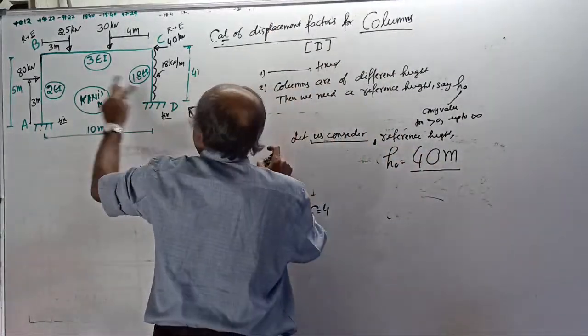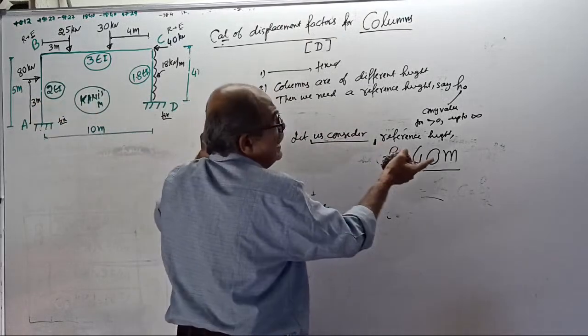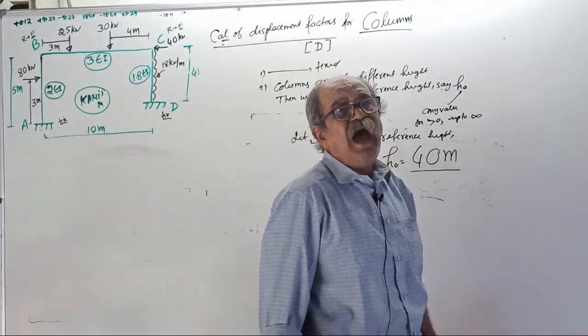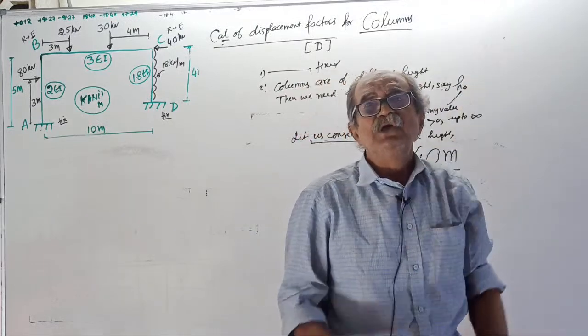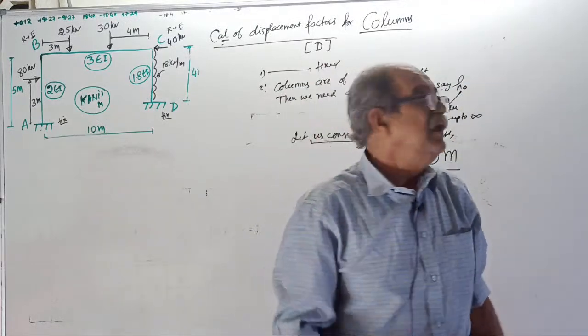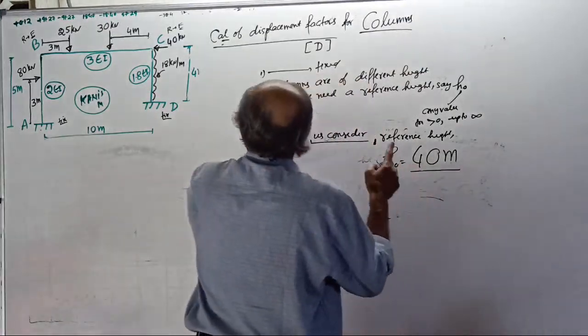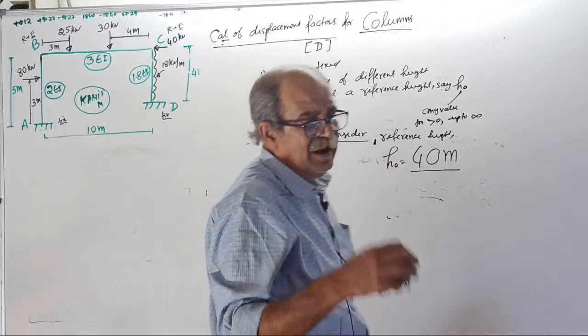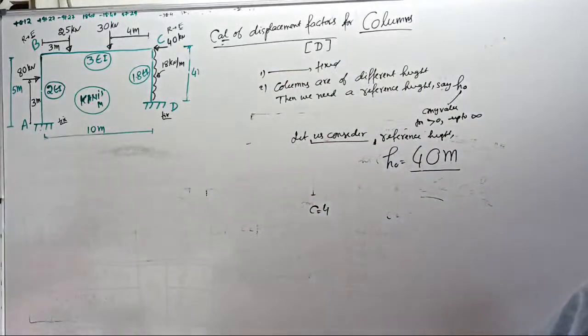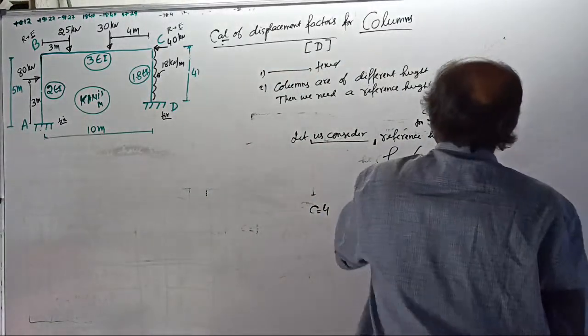Clear? Why did I take 40? Because I can divide 40 by both 4 and 5, and the answer will not come as 4 and 5. Some other number will come. So confusion will not be there. People should not confuse reference height with 4 meter like that. Now clear? Why I took 40? Clear? Okay. I will take 40 meter.